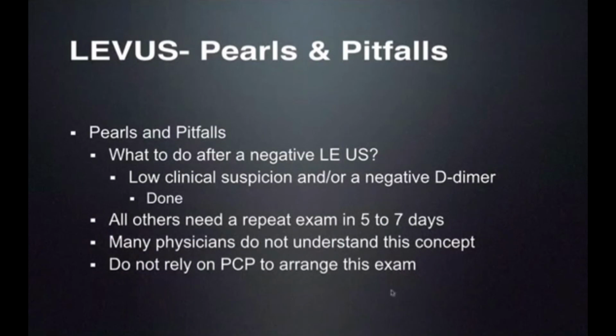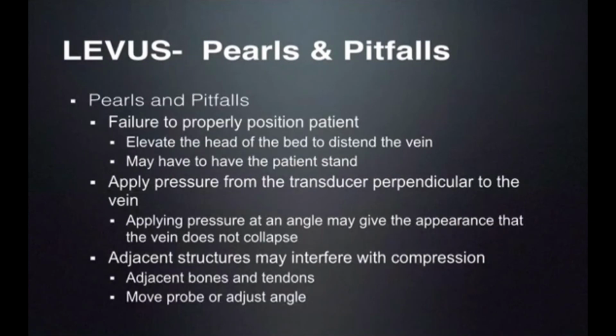Next, what do we do after a negative ultrasound? Like we talked about before, in the low clinical suspicion or low probability group, a negative D-dimer and a negative ultrasound is sufficient to say there is no DVT. All others that have either a positive D-dimer, no D-dimer, or the high or moderate risk population need to have a repeat ultrasound done in 5 to 7 days.